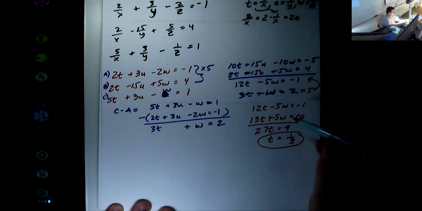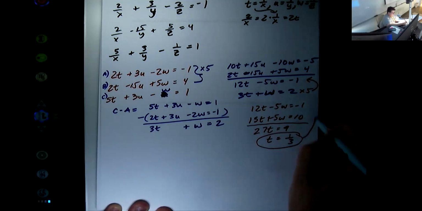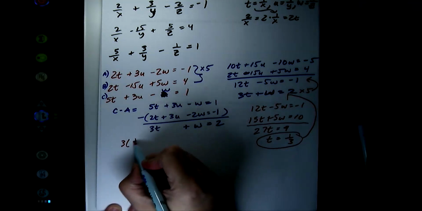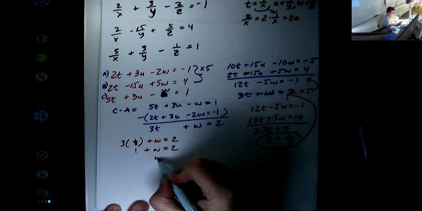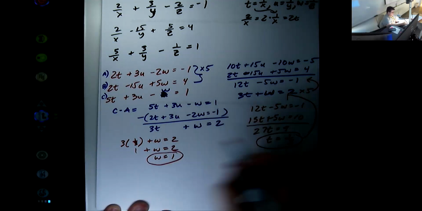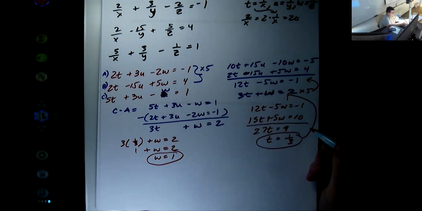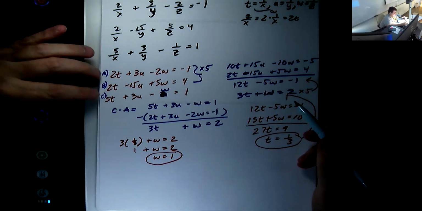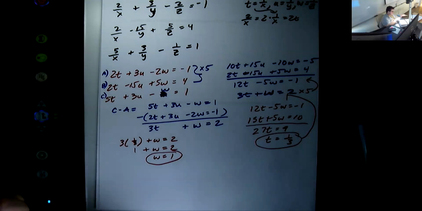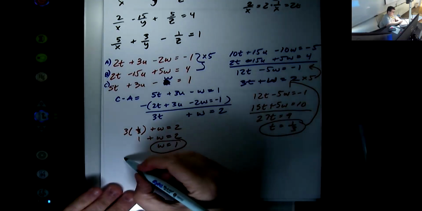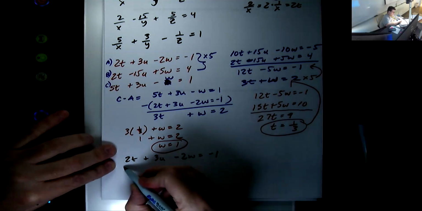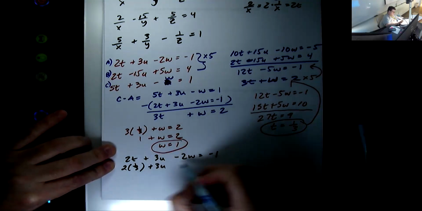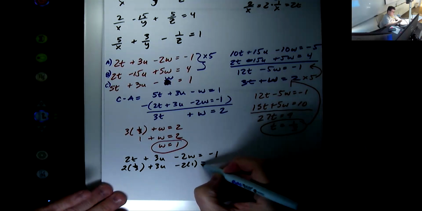So t equals 1/3. You good so far? Let's take that and plug that in here. We've got 3 times 1/3 plus w equals 2. So 1 plus w equals 2, so w equals 1. That's pretty handy. And none of these are going to be very friendly to plug in up top. I'm going to use A. A, we had 2t plus 3u minus 2w equals -1. So I've got 2 times 1/3 plus 3u minus 2 times 1 equals -1.